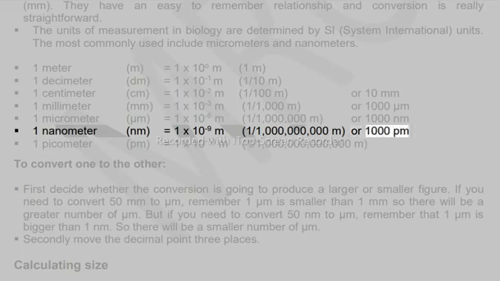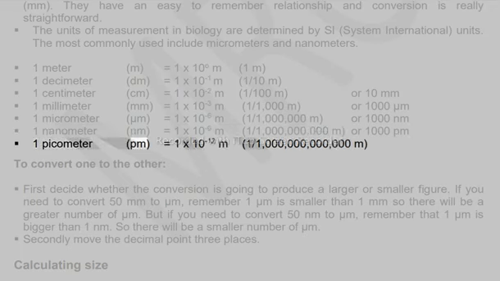1/1,000,000,000 m, or 1000 picometers. 1 picometer, pm, equals 1 x 10^-12 m, 1/1,000,000,000,000 m.